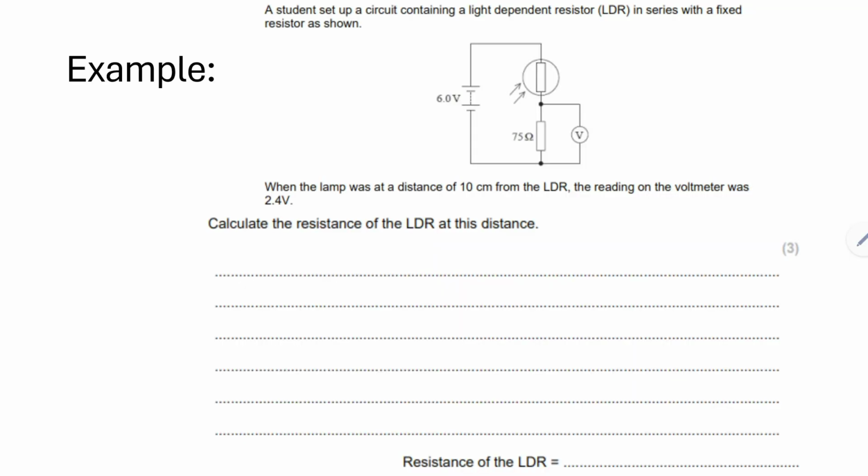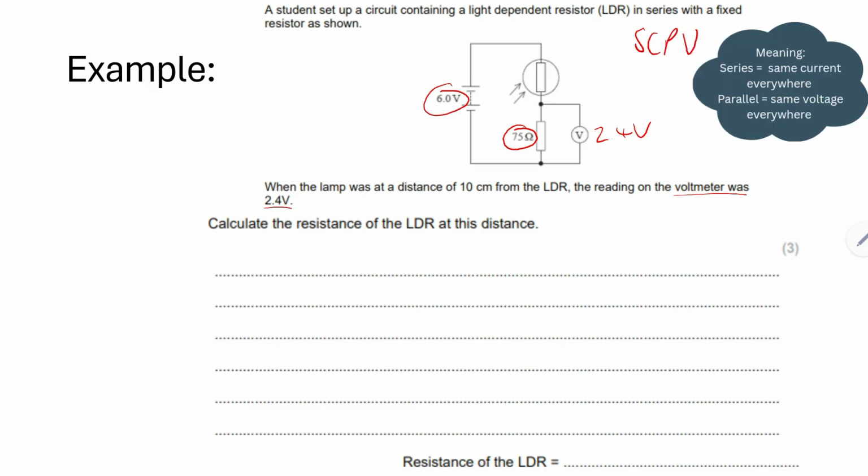So now we are going on to one of the two example exam style questions, where it states: calculate the resistance of the LDR at this distance. We're given the volts, we're given the resistance of the resistor over here, and we're given the voltmeter reading, which is 2.4 volts. And it's important when you get these types of questions to write SCPV.